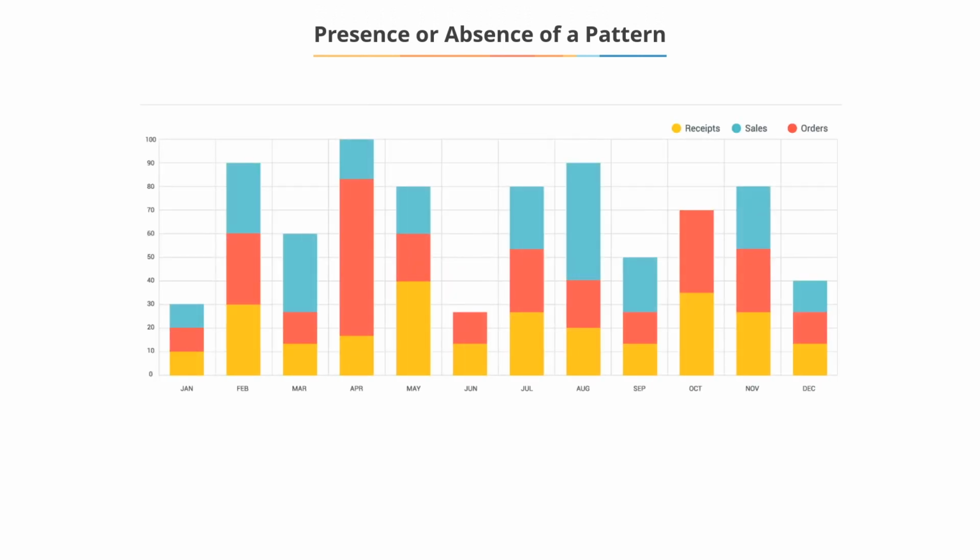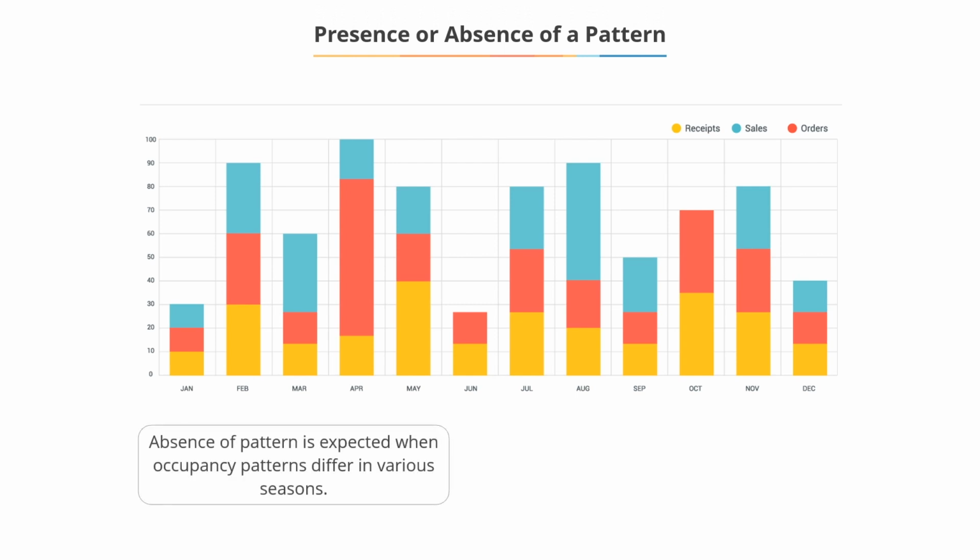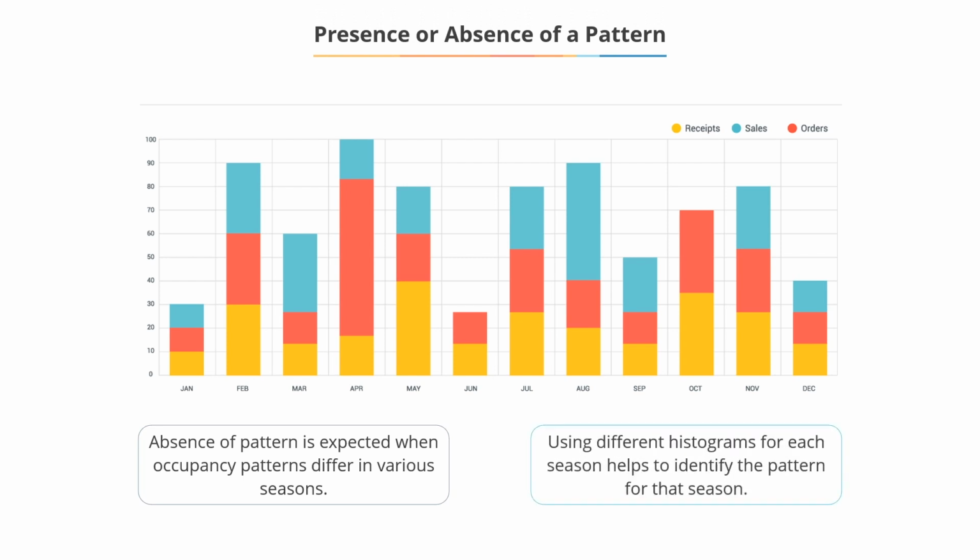Sometimes, multiple peaks occur, indicating the absence of a pattern. When occupancy patterns differ in various seasons, this is to be expected. Use of different histograms for each season helps in identifying the pattern for that season.